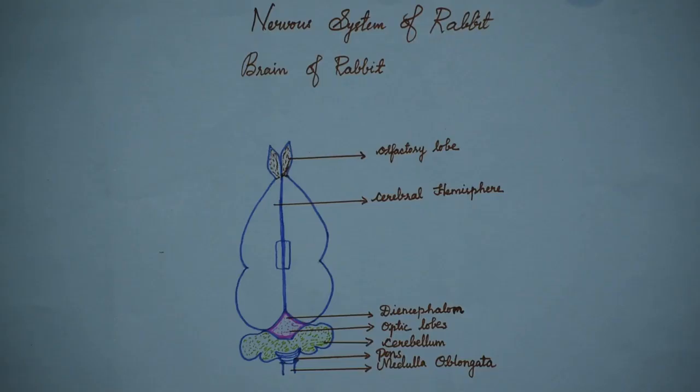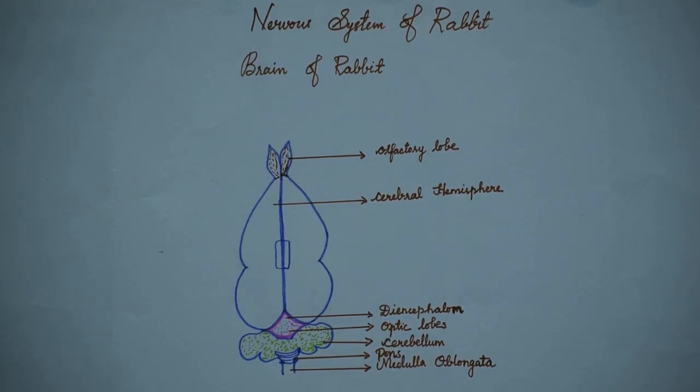Let us learn about the nervous system of rabbit. Rabbit is formed of the central nervous system, peripheral nervous system, and autonomous nervous system. The central nervous system consists of brain and spinal cord. Peripheral nervous system consists of 12 pairs of cranial nerves and 37 pairs of peripheral nerves. And autonomous nervous system consists of sympathetic nerves and parasympathetic nerves.